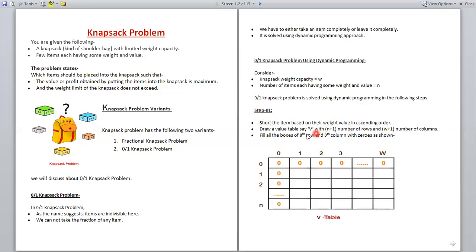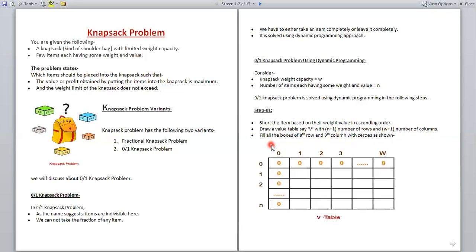After that, draw a value table. Let's say the name of the table is capital V. What is the size of the table? The table means your 2D array, or you can say a matrix. If you have n items and maximum capacity W, then the size of the table will be n plus 1 cross W plus 1. That means n plus 1 defines the rows, the number of items plus 1, and the maximum capacity W plus 1 defines the columns.